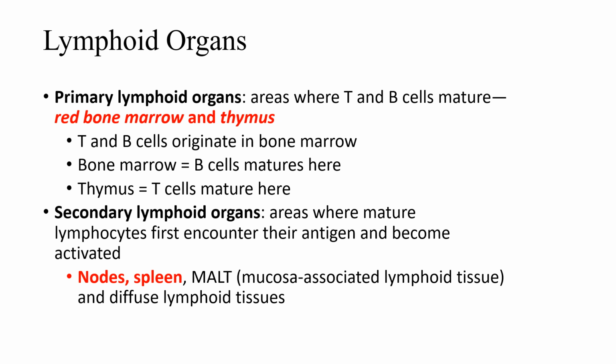And again, the thymus is kind of interesting because in animals, the thymus will actually deteriorate and atrophy with age. And so this is part of the reason why old people probably get sick more. Now, the secondary lymphoid organs are areas where those mature lymphocytes will be sent out to actually encounter and become induced. And so that's going to be the lymph nodes, the spleen, the mucosa-associated lymphoid tissue, and those diffuse lymphoid tissues, which are located essentially in every organ.